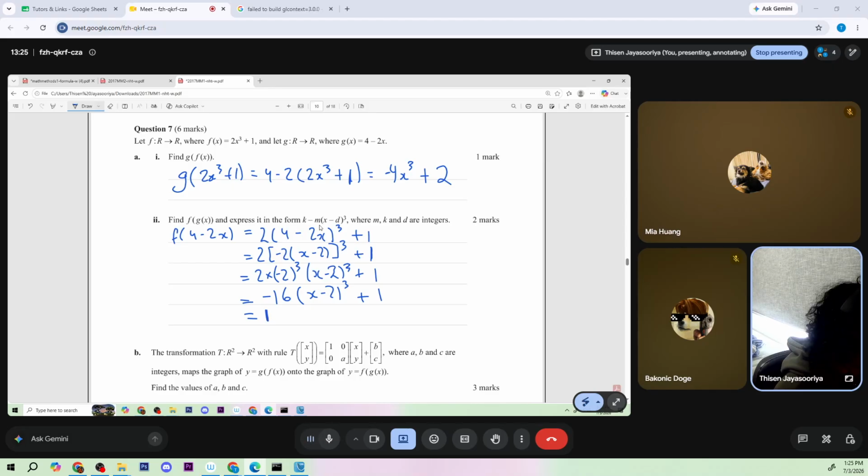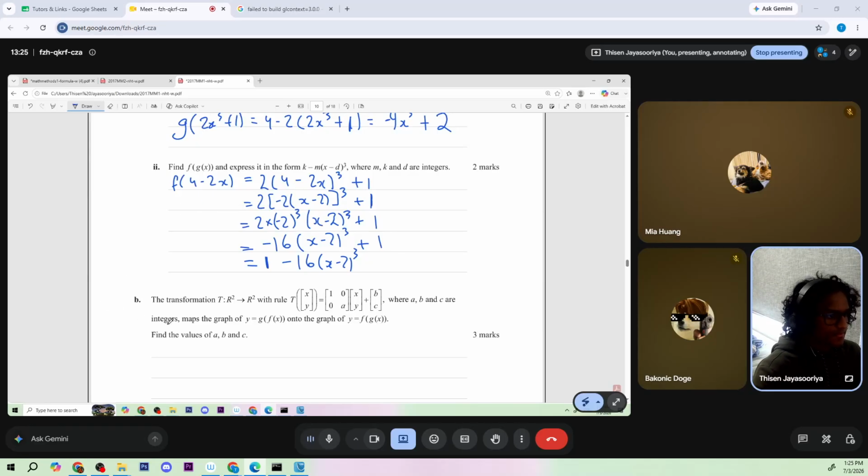So if I get it in the form, it's 1 take away 16(x take away 2) cubed. That's the answer I'm going to be left with. Then it says here, the transformations of the following were A, B, and C. So basically, what this translates to is it wants me to find (x, y), right? When that becomes (x plus b, ay plus c), when I read the top and the bottom, yeah? And here I want to transform g of f of x into f of g of x. So I want to turn this function into this function.